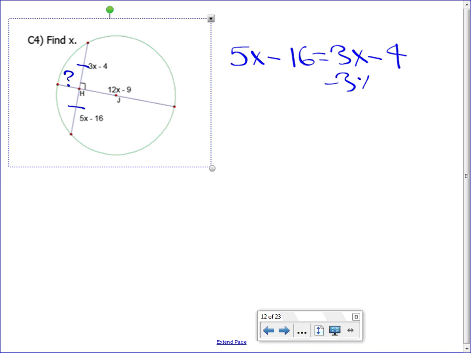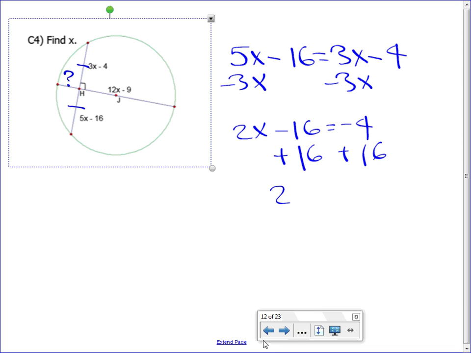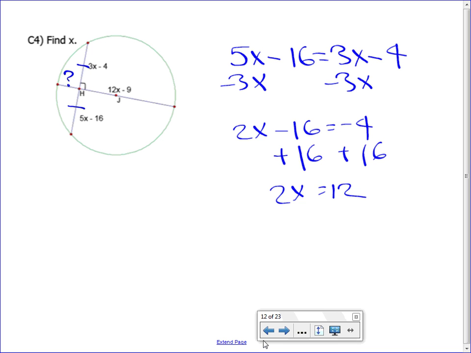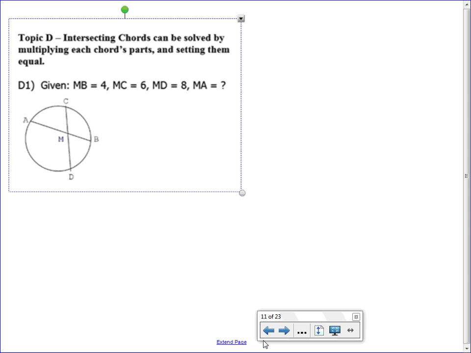Subtract 3x from both sides. So it's 2x minus 16 equals negative 4. Add 16 to both sides. 2x is equal to positive 12. So divide by 2, x equals positive 6. And I'm done with this problem. All right, this completes topic C.